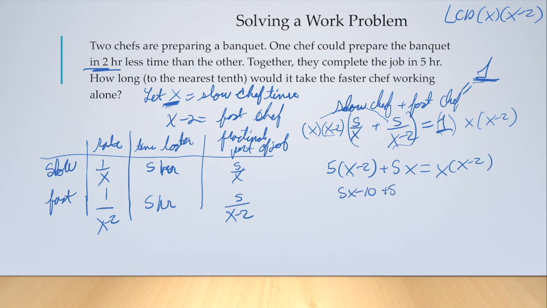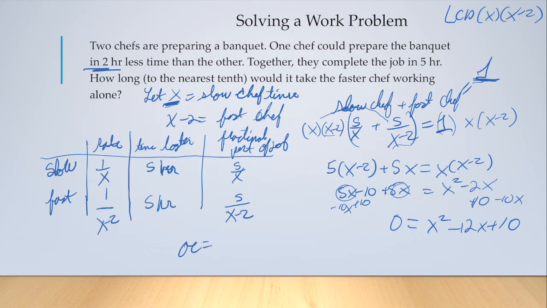Let's go ahead and distribute and combine like terms. I'm going to add 10 to both sides. I'm going to subtract 10x because 5x and 5x is 10x. So I have 0 is x squared minus 12x plus 10. And I think, okay, what are the factors of AC, which is 10, that add up to b, which is negative 12? The correct answer is there aren't any. So we're going to have to solve this by either completing the square or using the quadratic formula. I'm going to go ahead and use the quadratic formula because I know I tend to skip that one.